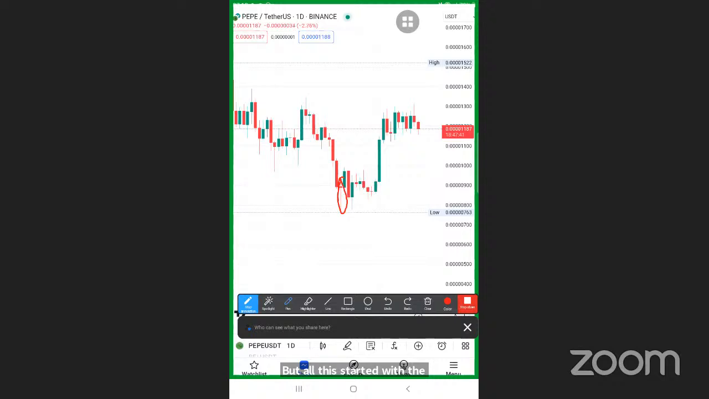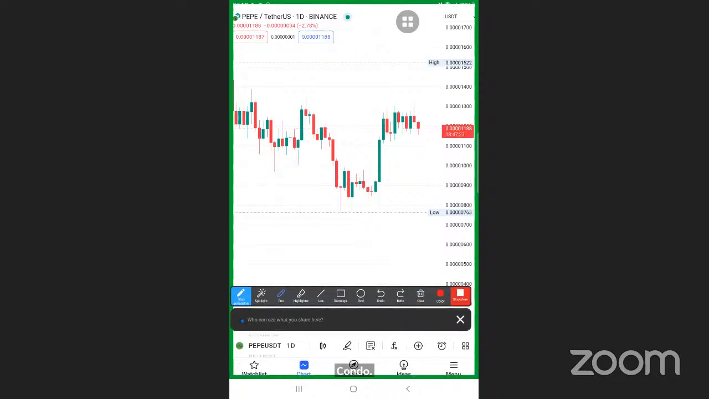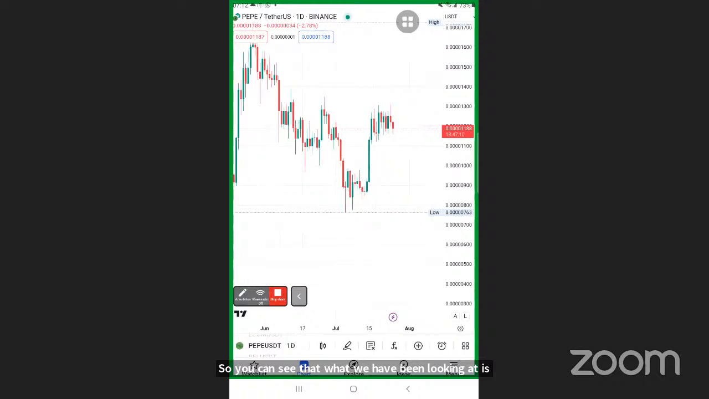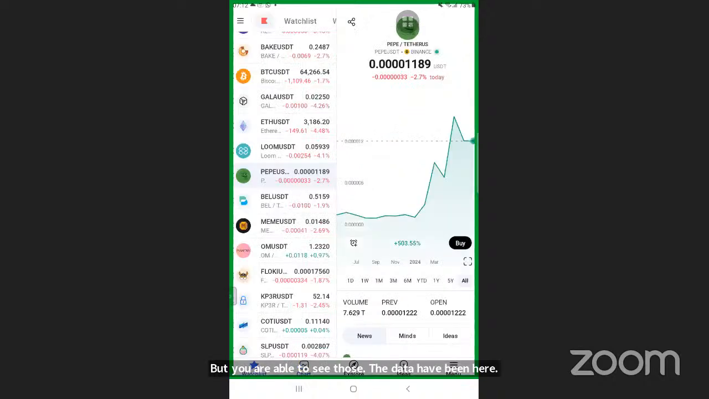When this candle appeared, this is a buying pressure candle. When it appeared, you can see this candle and this candle. Look what is happening there. So you can see that what we have been looking at is coming to pass. Probably some don't understand, but those that have been here following our lessons are able to see.